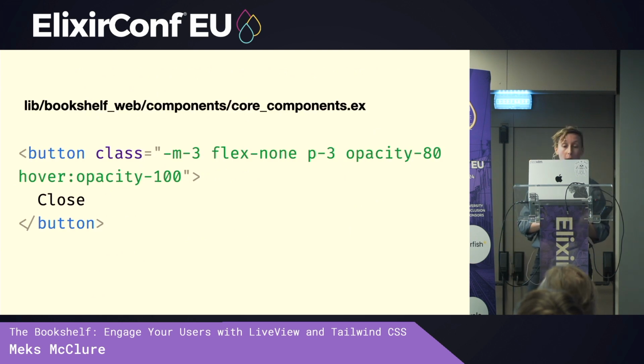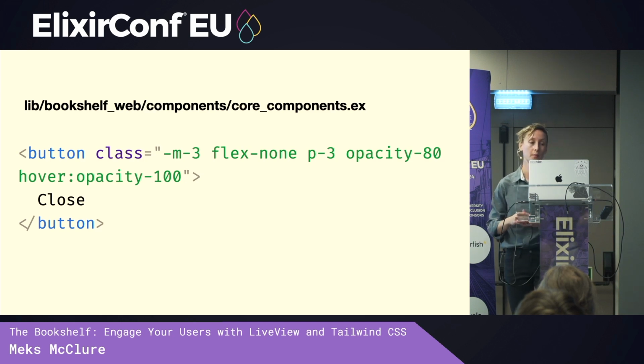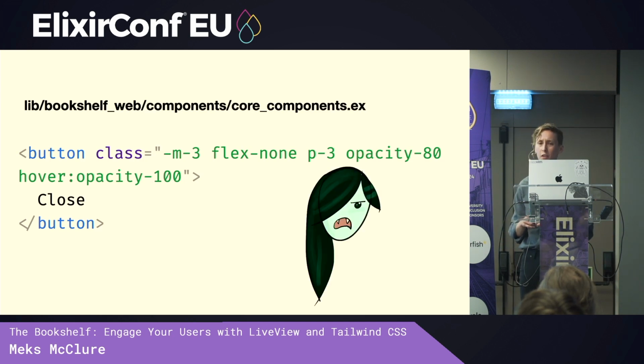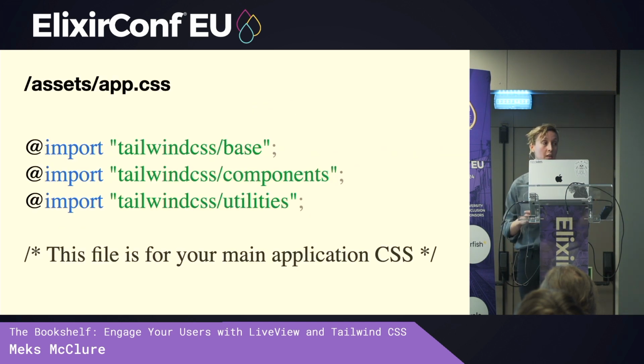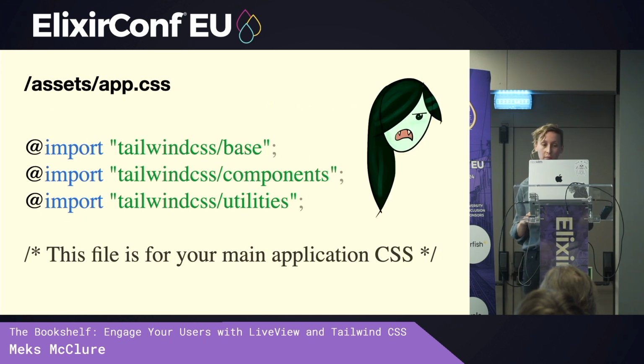She notices that many of the HTML elements have a bunch of classes on them, like this button. Look at this class soup. What in the world does a CSS file look like? So she navigates to the assets folder and opens up app.css to find this. 3 imports? That's it? What the heck is Tailwind?